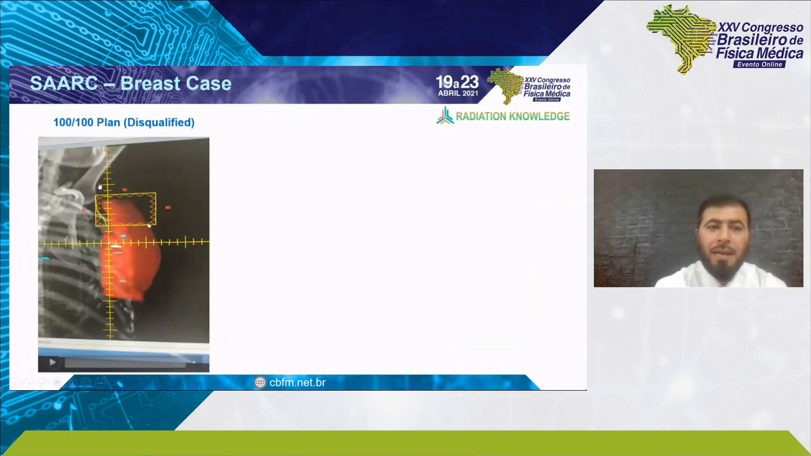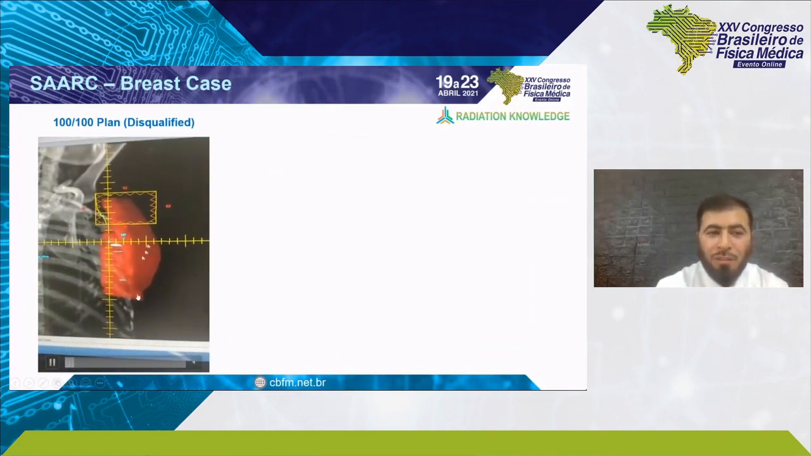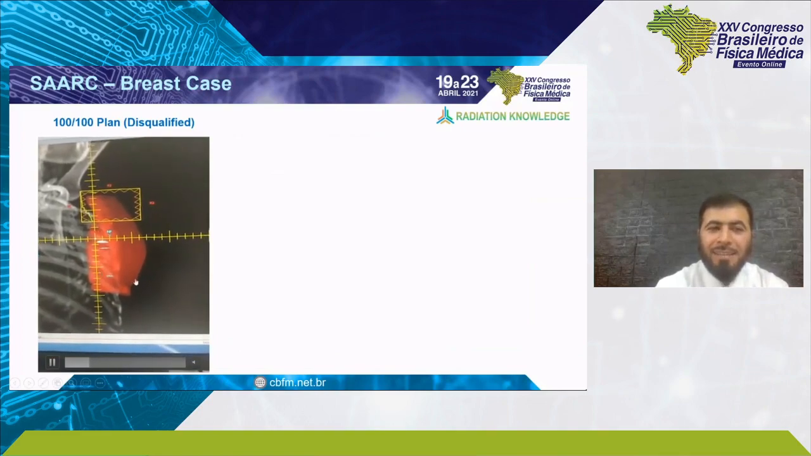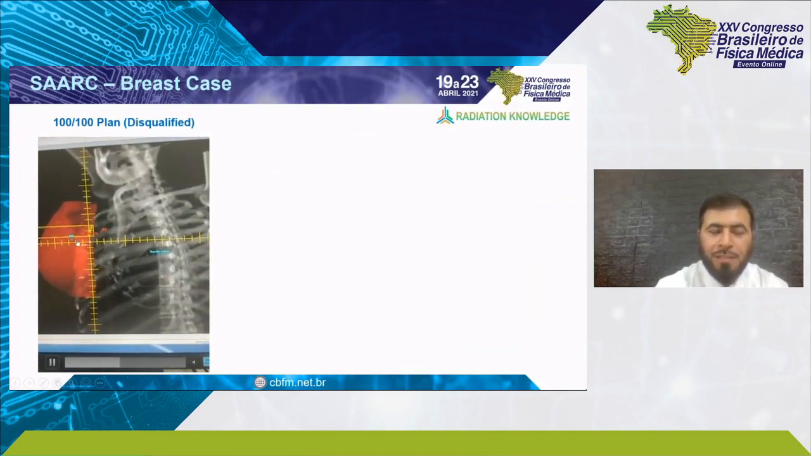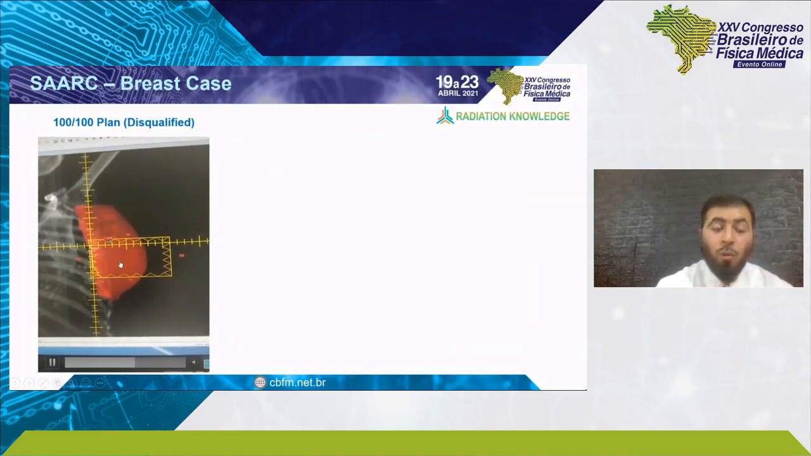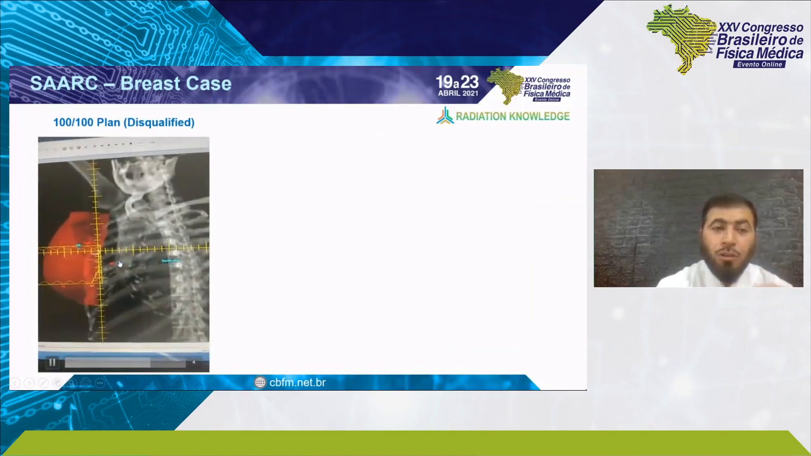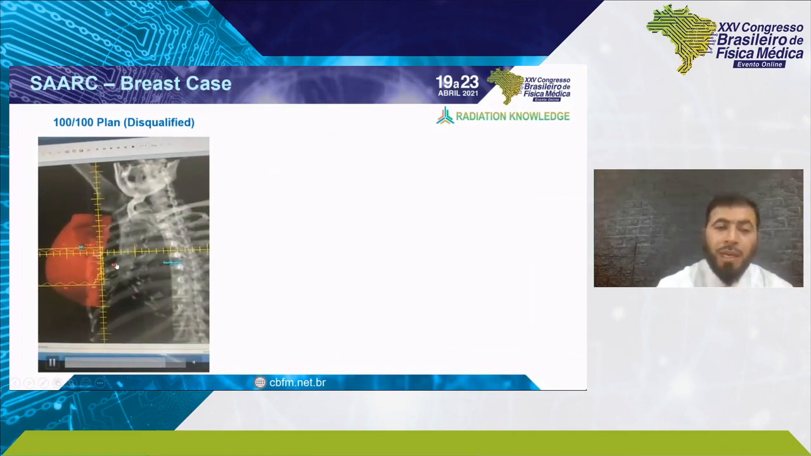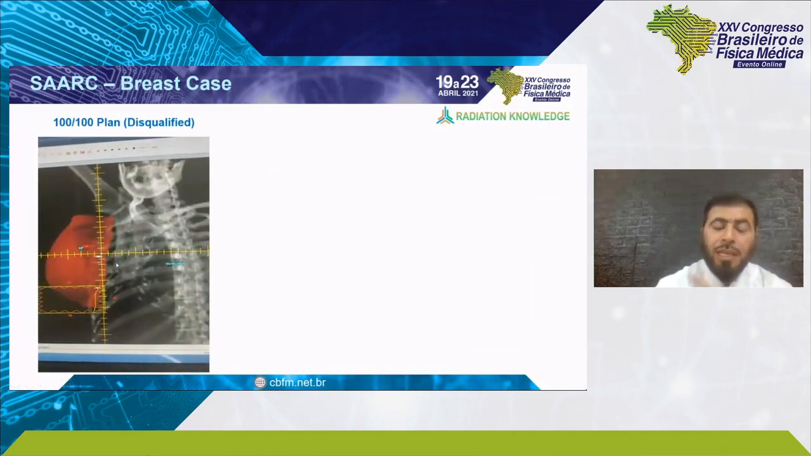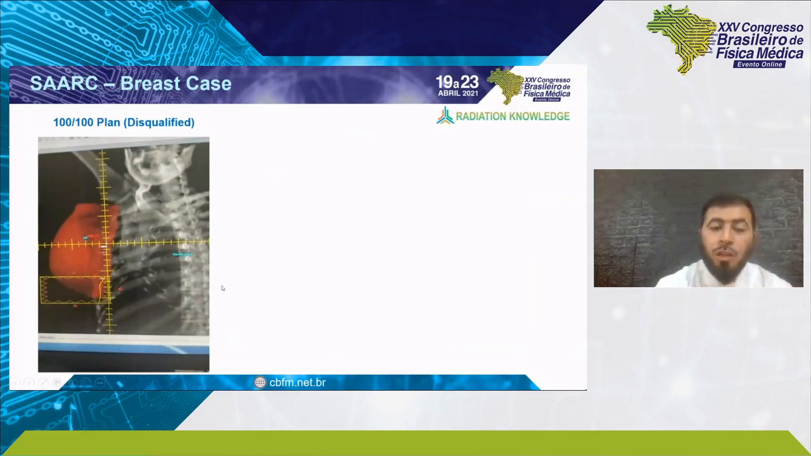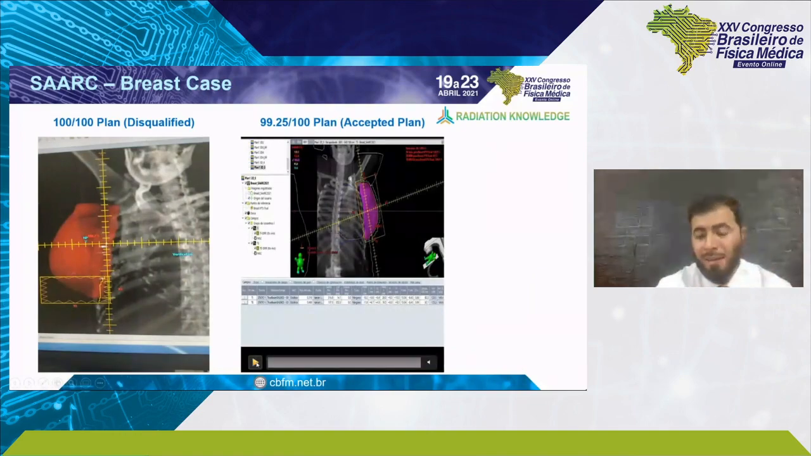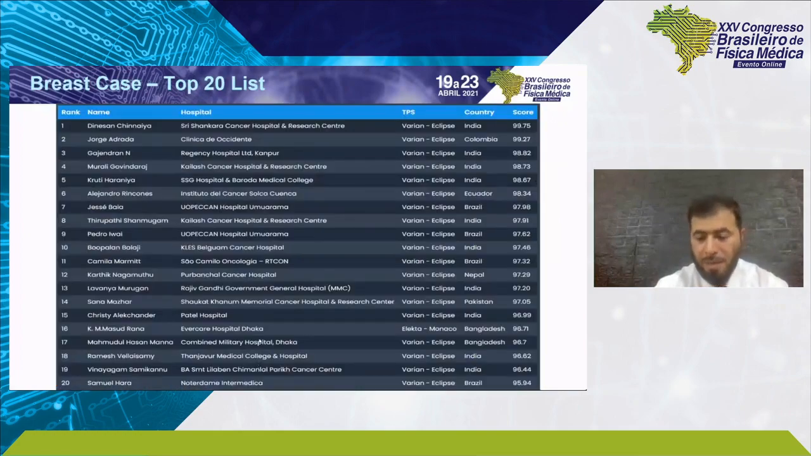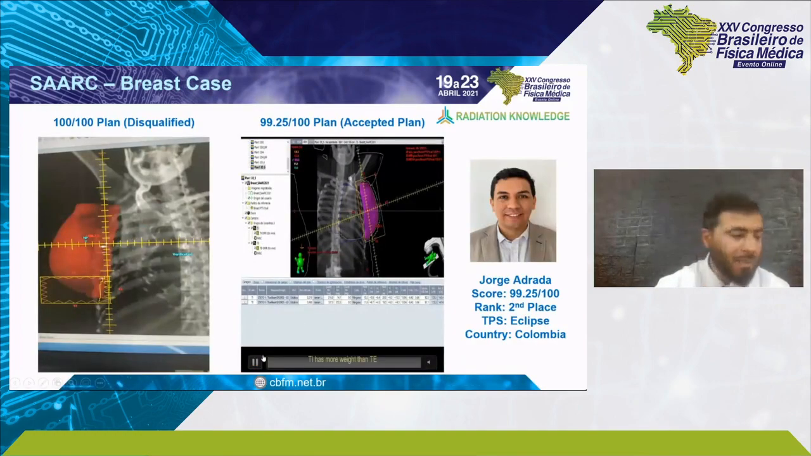So this plan scored 100 out of 100. But unfortunately, it was disqualified because of the complicated setup that the planner used. As you can see, he divided the PTV into fields, into subfields, small fields. And with this kind of treatment, he could score 100 out of 100. But we evaluate the plans not only from the scoring perspective, we also evaluate whether it's clinically deliverable or not. So this is another plan that is clinically acceptable.